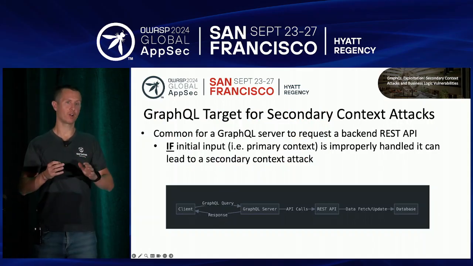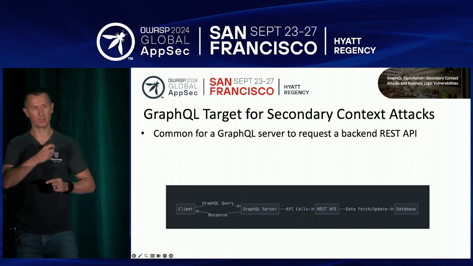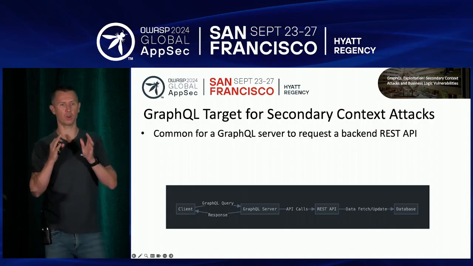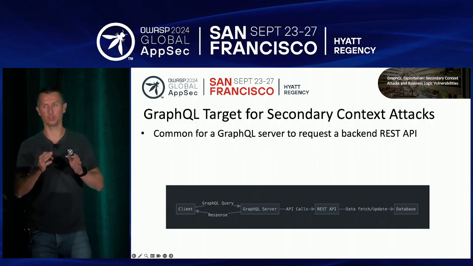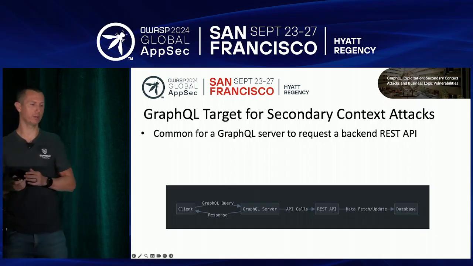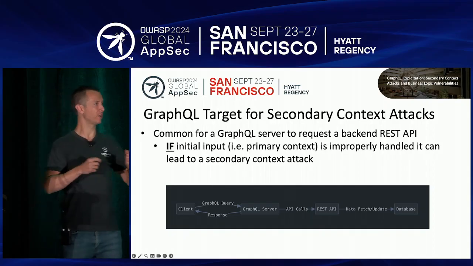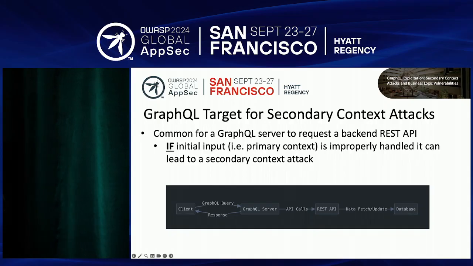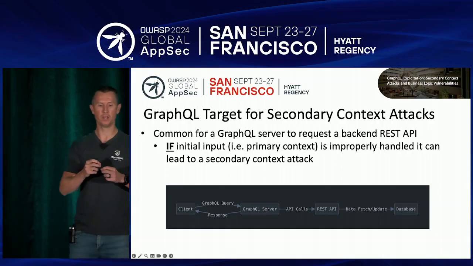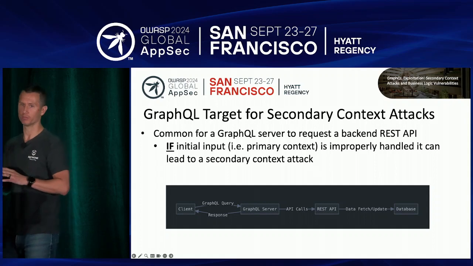If you've tested a lot of GraphQL or you're familiar with GraphQL, you probably see where this is going, right? It's a very common design pattern in GraphQL to have a client on the left make a request to the GraphQL server. That request then goes onto a REST API and then fetches from a database. It's literally what we were just talking about. So in that case, if the initial input where the primary context, the GraphQL server, is improperly handled, it leads to a secondary context attack. So that's going to open the door for it.